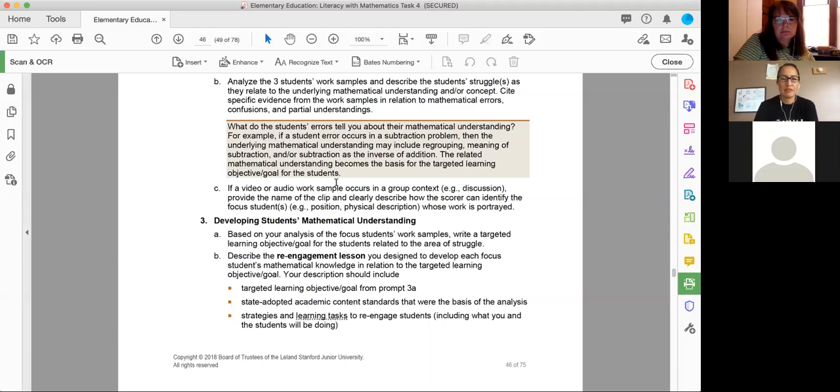C says, if a video or audio work sample occurs in a group context, like in a discussion, provide the name of the clip and clearly describe how the scorer can identify the focus students. So if you use a video, you're going to have to describe the students in some way. So you might mark the timestamp in there. Student 1 starts speaking at 1 minute and 30 seconds into the clip. And then student 2 starts speaking at, so you have to identify them in some way if you use a video clip. Okay.